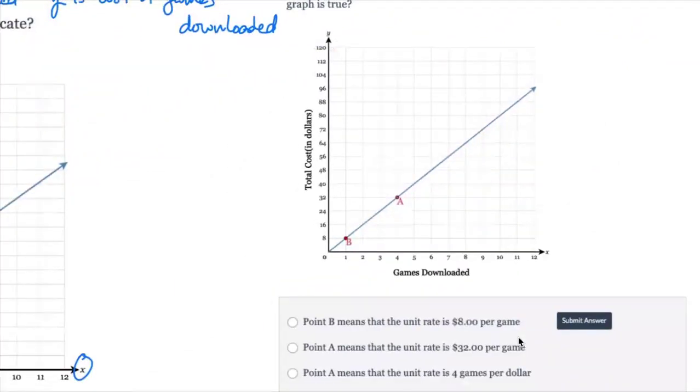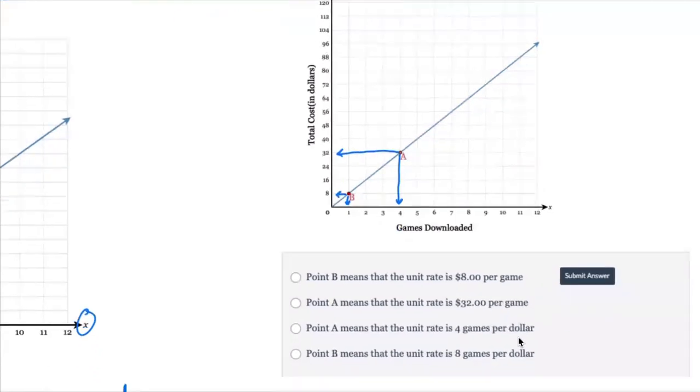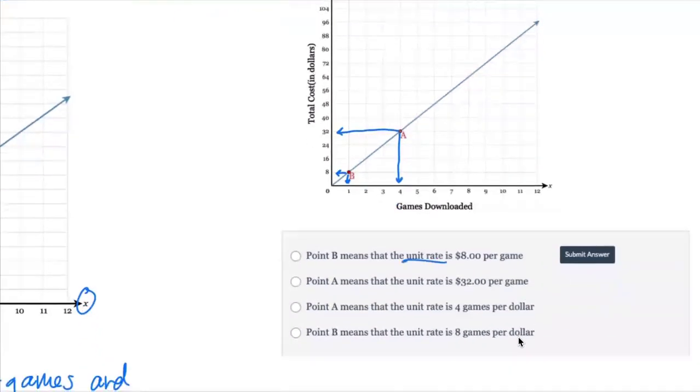So here we have A and B. So A, 4 games cost her $32. 1 game then is going to cost her $8. And notice all of these answers have to do with unit rate. Unit rate means, what is Y when X equals 1? What is Y when X equals 1?